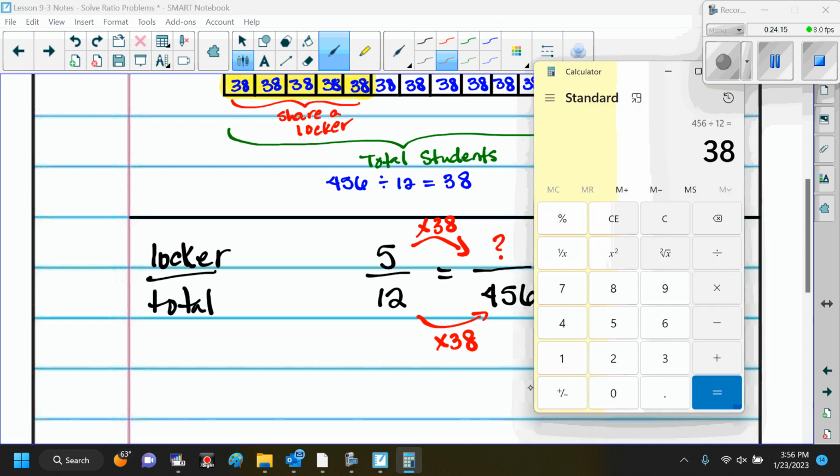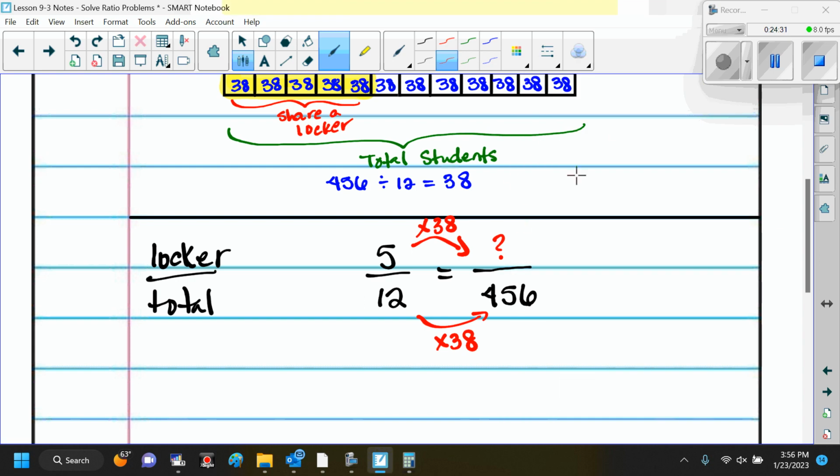Okay? So we'll just double check. 12 times 38 equals 456. Yep, that checks. And then 5 times 38, that's equal to 190, which is what we said. So that question mark, I'll call that X. X is equal to 190 students who share a locker. Okay, make sure you have this written in your notes.